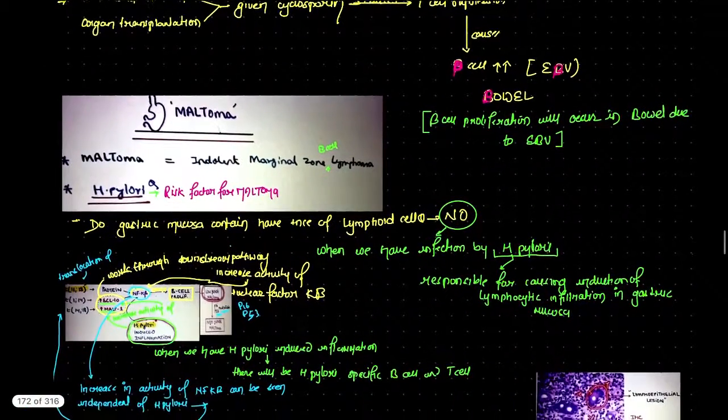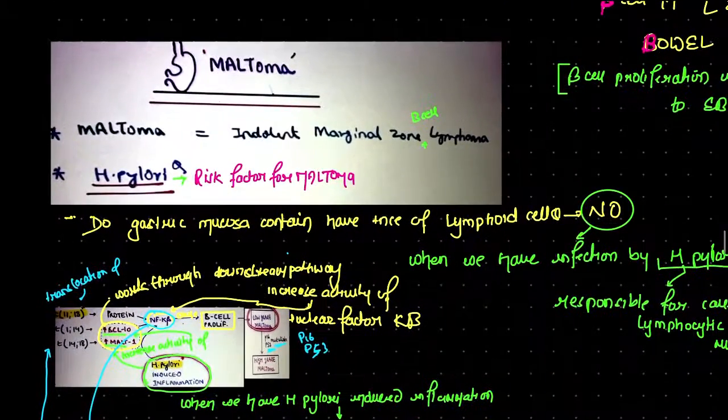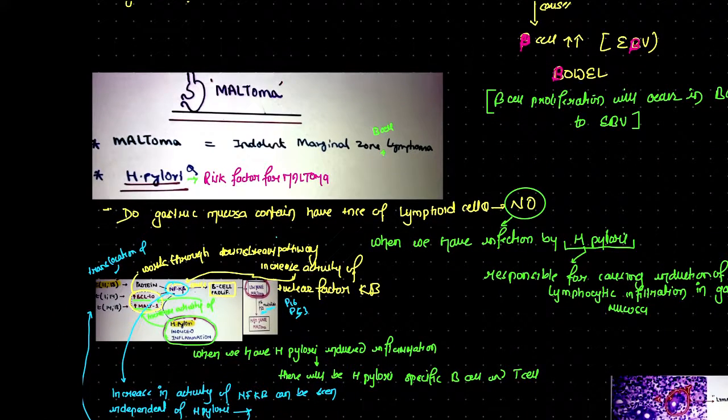Now moving forward, we'll be talking in detail about maltoma. As we have already said, the location of maltoma is our stomach. This maltoma is also called indolent marginal zone B cell lymphoma. It is proliferating at a slower rate. One of the main risk factors for causing maltoma is H. pylori. Now there is one question.